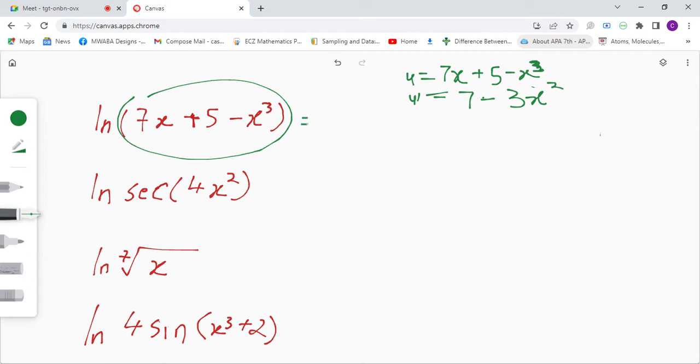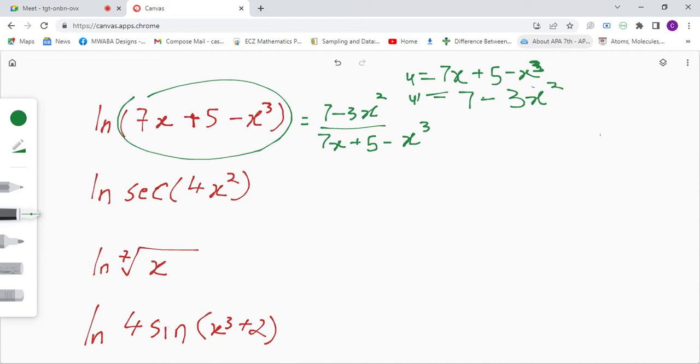So we're going to say our answer here, when we derive, is going to be 7 minus 3x squared divided by 7x plus 5 minus x cubed. All right. We go to the next one.